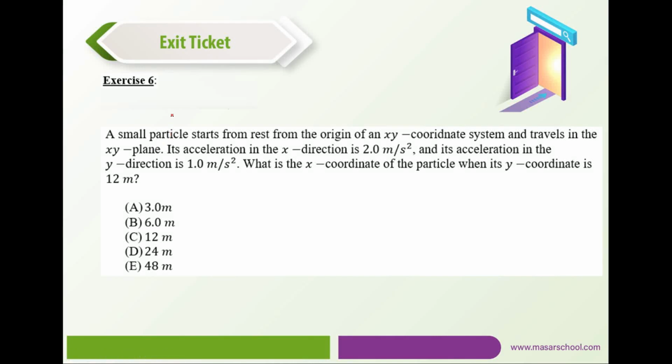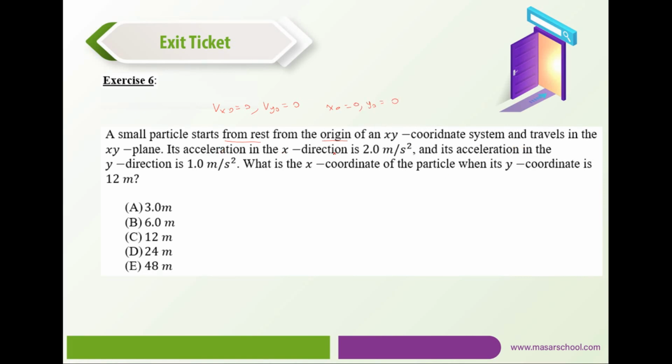And exercise 6 as an exit ticket for today's video. A small particle starts from rest from the origin of an xy coordinate system and travels. Now from rest means that the initial speed in the xy plane is 0, which means that Vx0 is 0 and Vy0 is basically also 0. From the origin, the initial position along the horizontal and along the vertical would be 0.